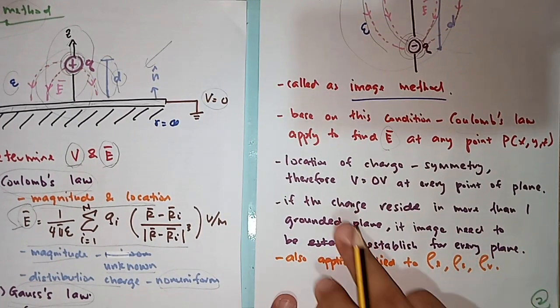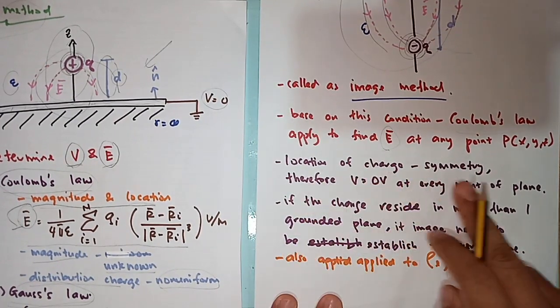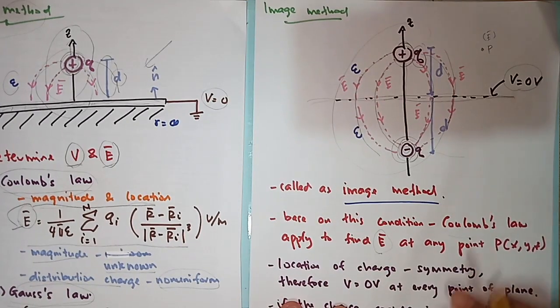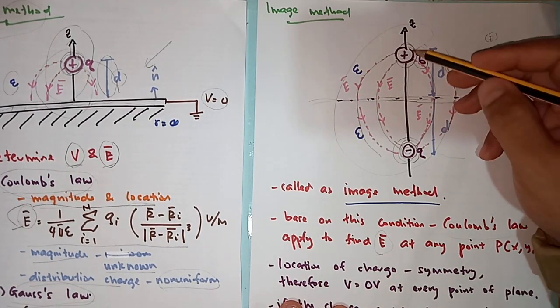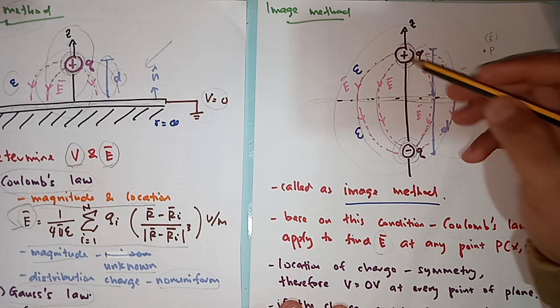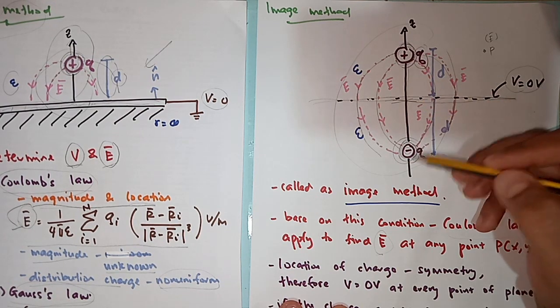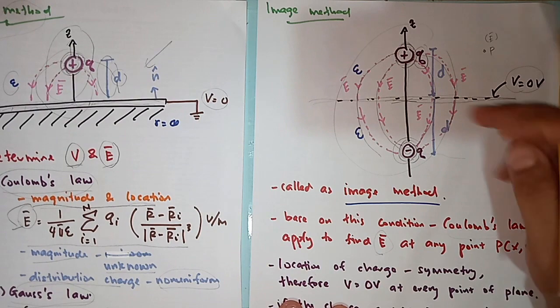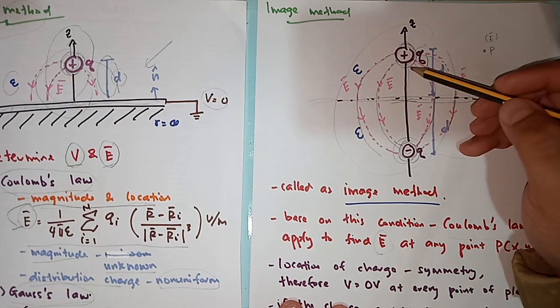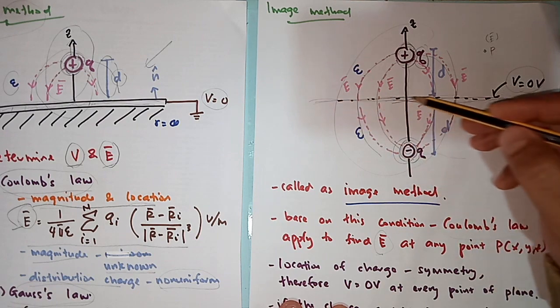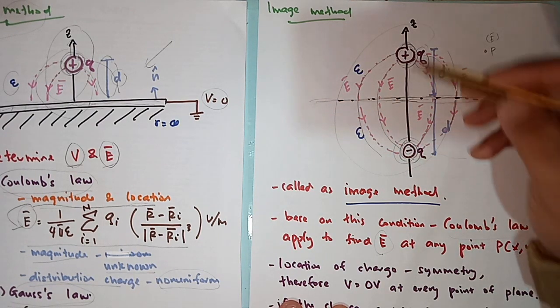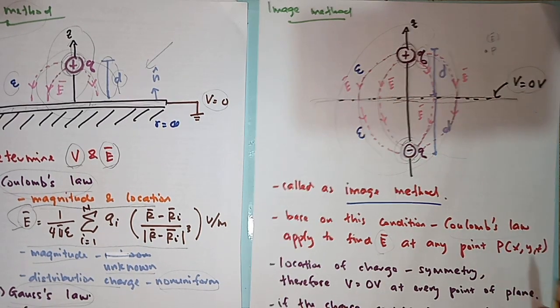The thing is, we need to make sure that the location of the charge is symmetrical. That means the distance between this plane and the positive charge, and between this plane and the negative charge, should be the same, so that the potential difference along this line caused by these two charges is equal to 0.